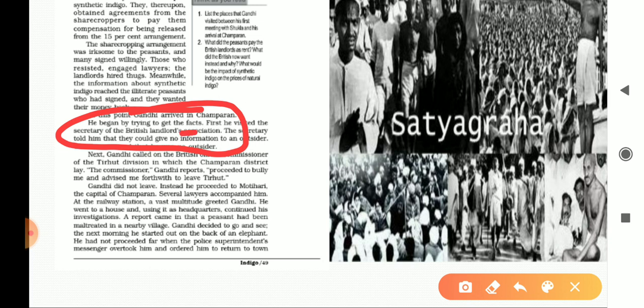Next, Gandhiji went to meet the commissioner, official commissioner of the Tirhut division. The commissioner did not give him any information. Instead, he tried to bully Gandhiji. He tried to dominate Gandhiji and he ordered him to leave Champaran immediately. But Gandhiji did not leave. He had gone there to solve the problems of sharecroppers and he was going to solve it. So he did not leave Champaran.